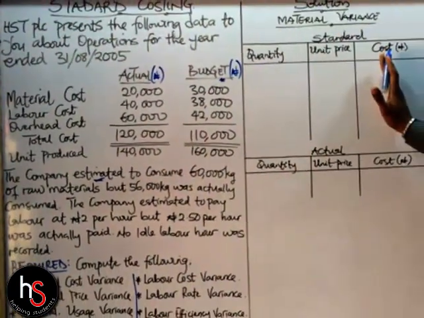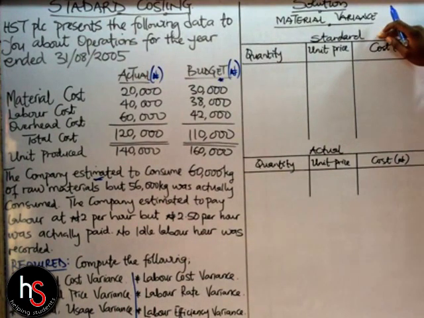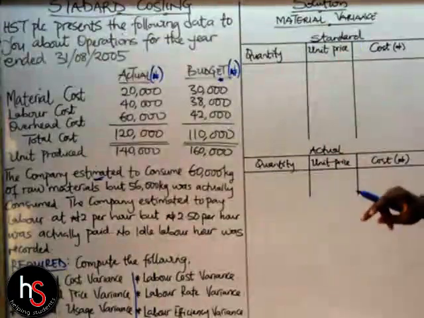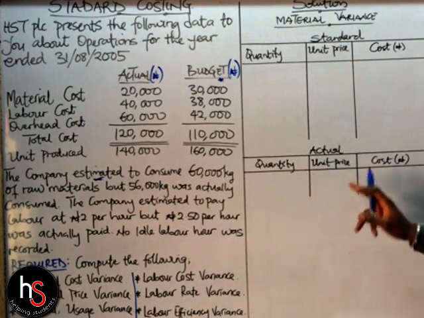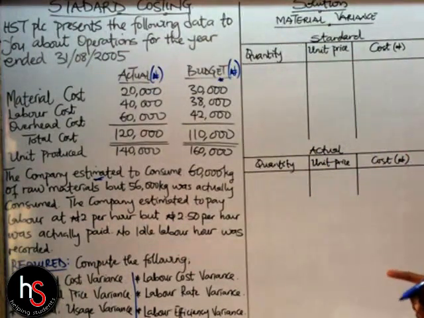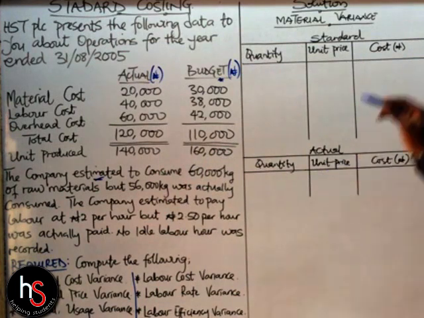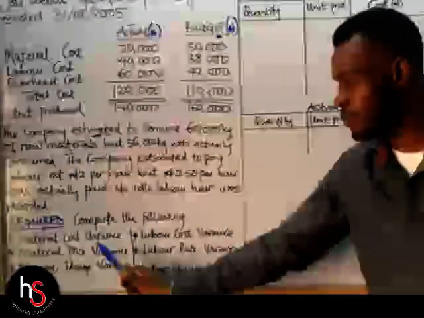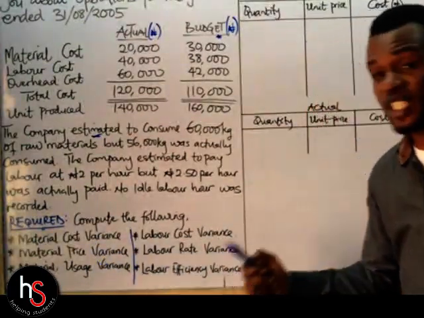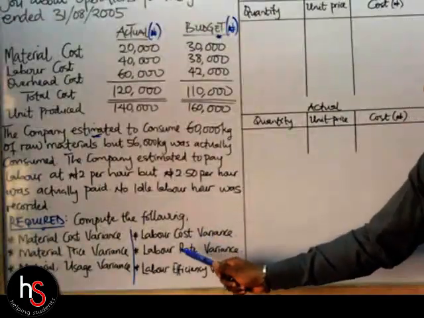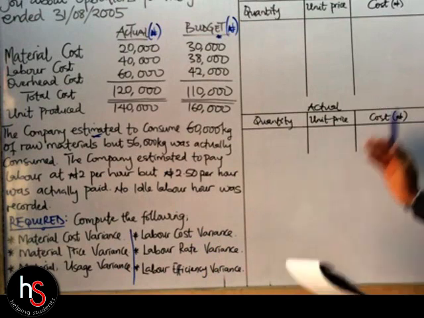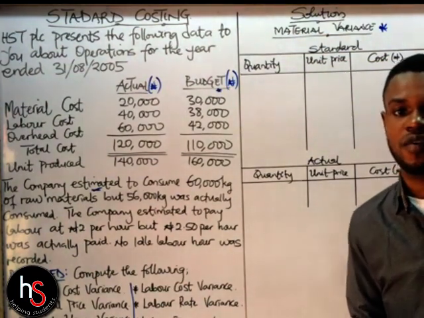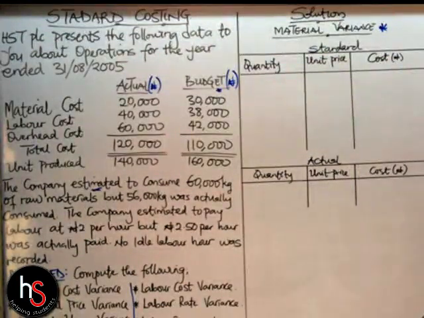Now, this table format, we'll use to determine our standard cost and our actual cost. So we have the quantity, the unit price, and the cost. So what is the standard cost? Remember, we're dealing with material variance here, because the question says we should answer the material cost variance, material price variance, and the material usage variance. Then the labor cost variance, labor rate variance, and the labor efficiency variance. So this format I have on the board is to answer the material variance. When we get to labor variance, I'll also tell us the steps to take to answer the question.